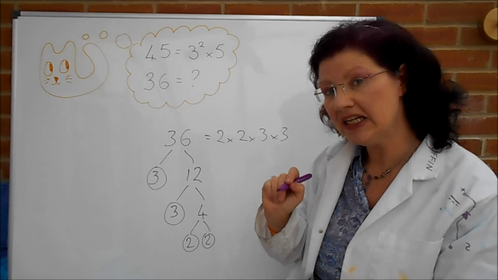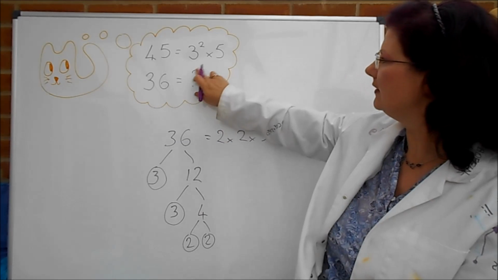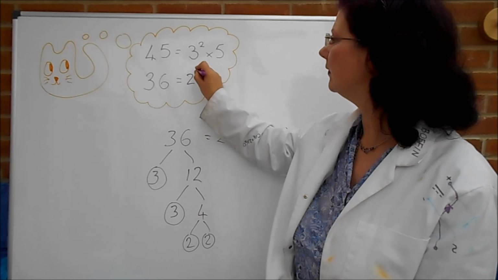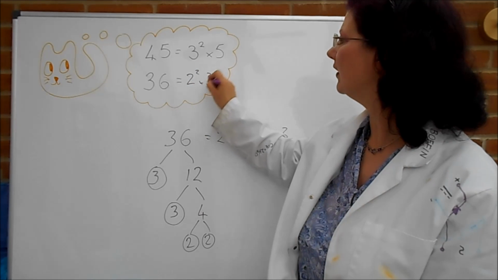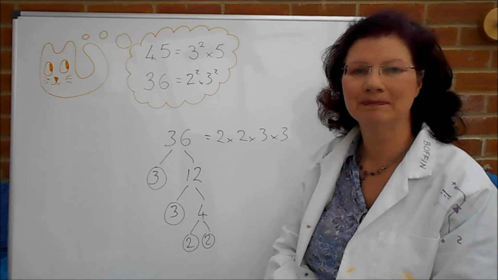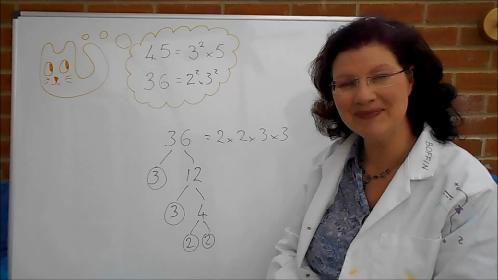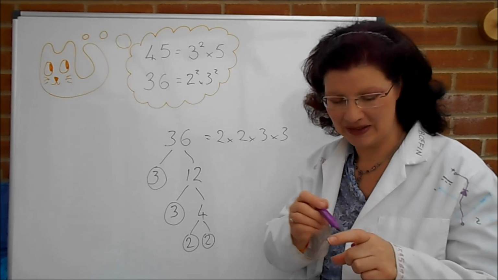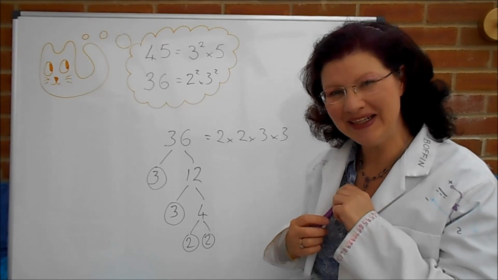But we need it in index notation, so what we need is 2 squared times 3 squared. 2 squared times 3 squared. Okay, that's part A. I'm going to do one of these things where it goes back, comes back again while I wipe down the board, and we'll look for part B. See you in a minute.